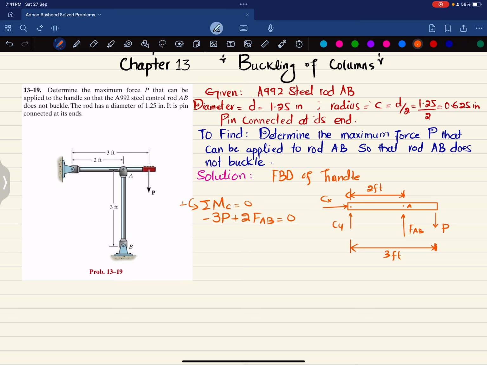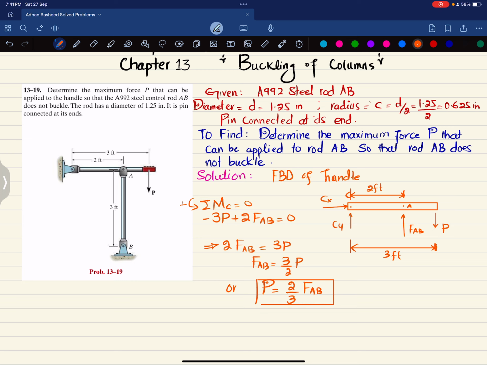Okay. So from here we need FAB. So 2 FAB is equal to 3P, and FAB will be equal to 3 over 2 times P. We are interested in finding the largest load P on the handle that can be applied, so it will be 2 by 3 FAB. Okay. So this is our load.